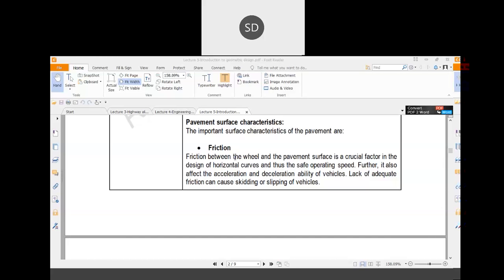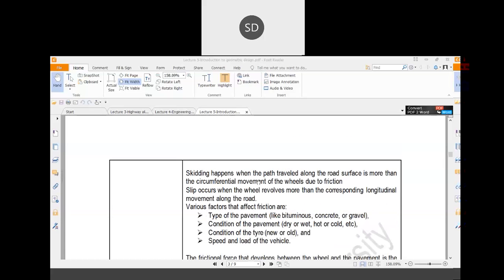Now, if the friction is very high, it will create hindrance to the movement of traffic. And if there is no friction, what will happen? The vehicle will slip. It cannot operate over the road. So friction is very important. In relation to friction, there are two important terms: one is skidding and another is slipping.